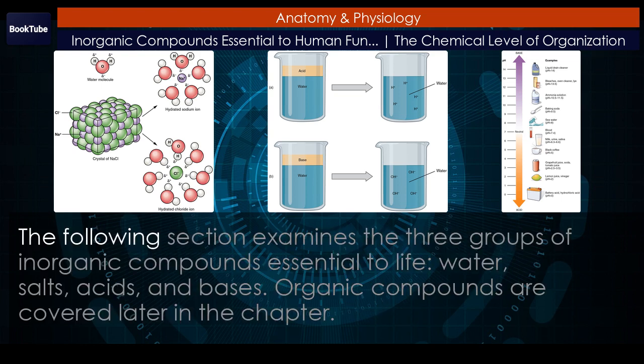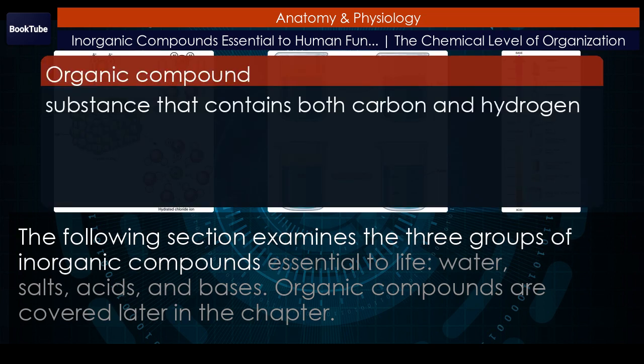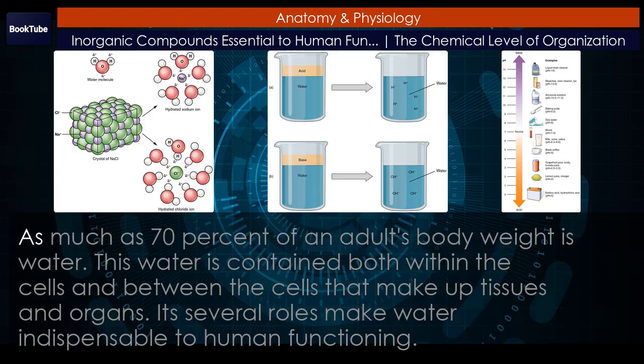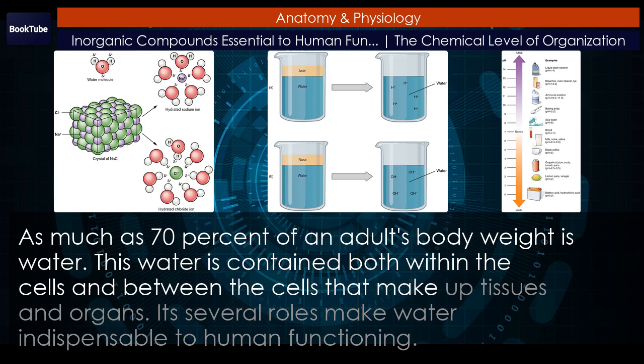The following section examines the three groups of inorganic compounds essential to life: water, salts, acids, and bases. Organic compounds are covered later in the chapter. Water. As much as 70% of an adult's body weight is water. This water is contained both within the cells and between the cells that make up tissues and organs. Its several roles make water indispensable to human functioning.